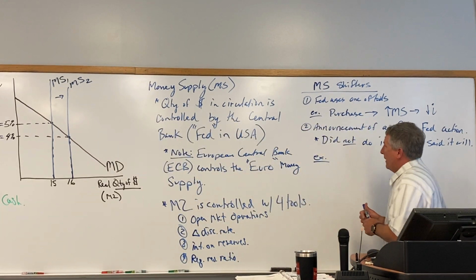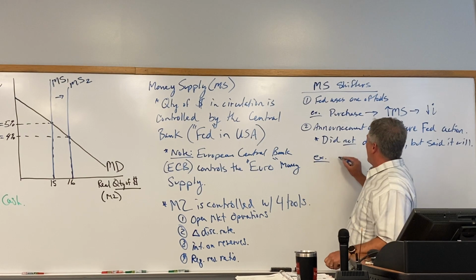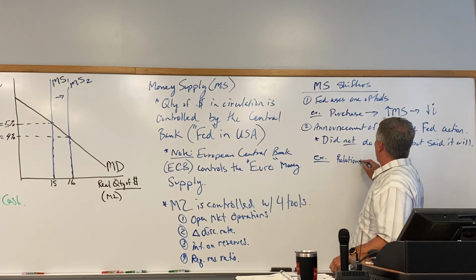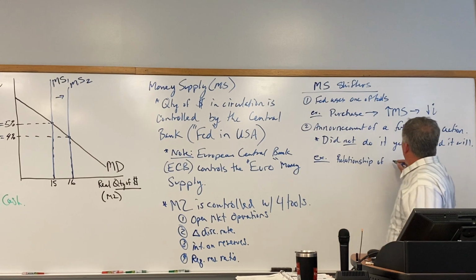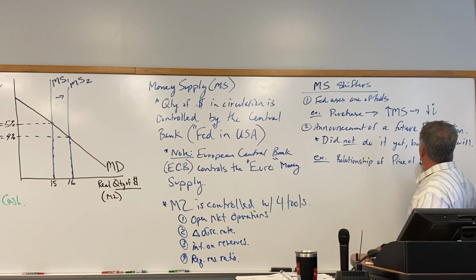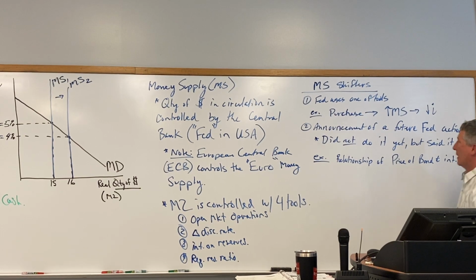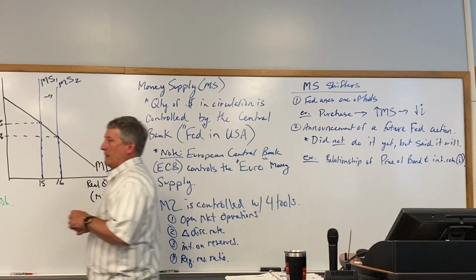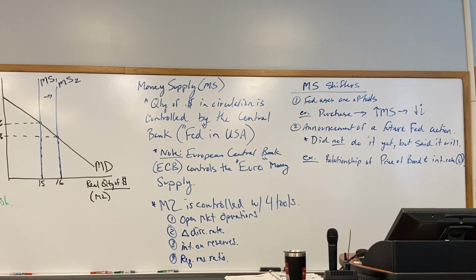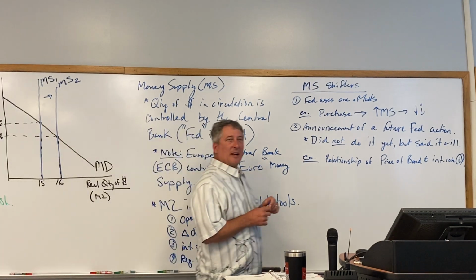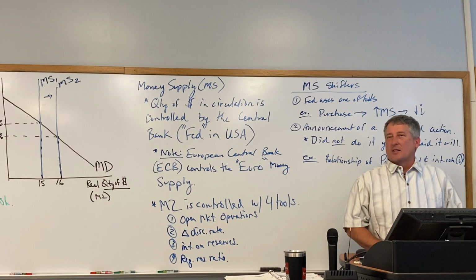Okay, so what is the relationship? Yeah, kind of the ceteris paribus thing. So relationship of the price of a bond and the interest rate. Interest rates go down. Does anybody know what happens to the price of a bond? Does it go up or down? Price of bond and the interest rates. I wouldn't expect you to know this.